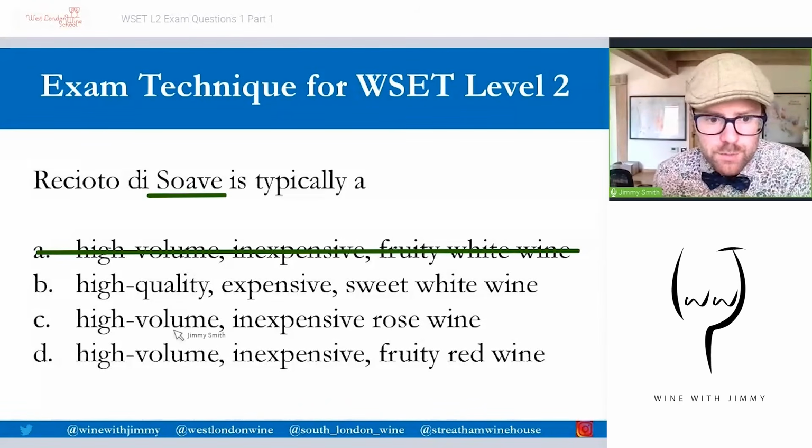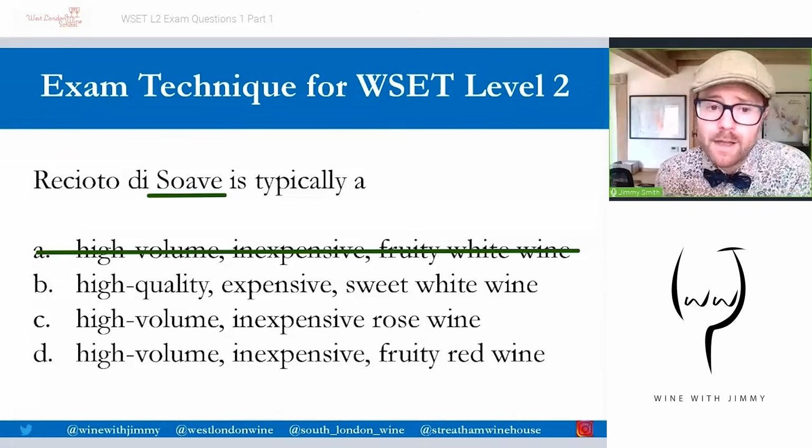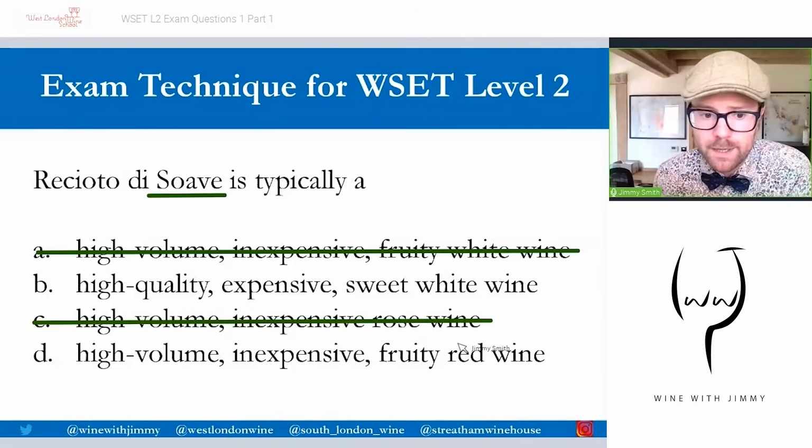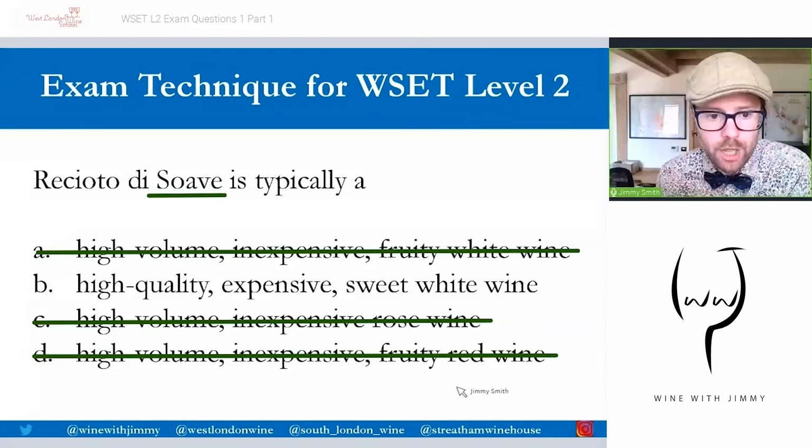The next ones, I'm going to jump to C because it says high volume again, inexpensive rosé wine. Well, Soave is white wine production, so this is incorrect. And of course, we can get rid of high volume, inexpensive fruity red as well. That is actually typically around Soave, that is Valpolicella. So you're left with high quality, expensive, sweet white wine.